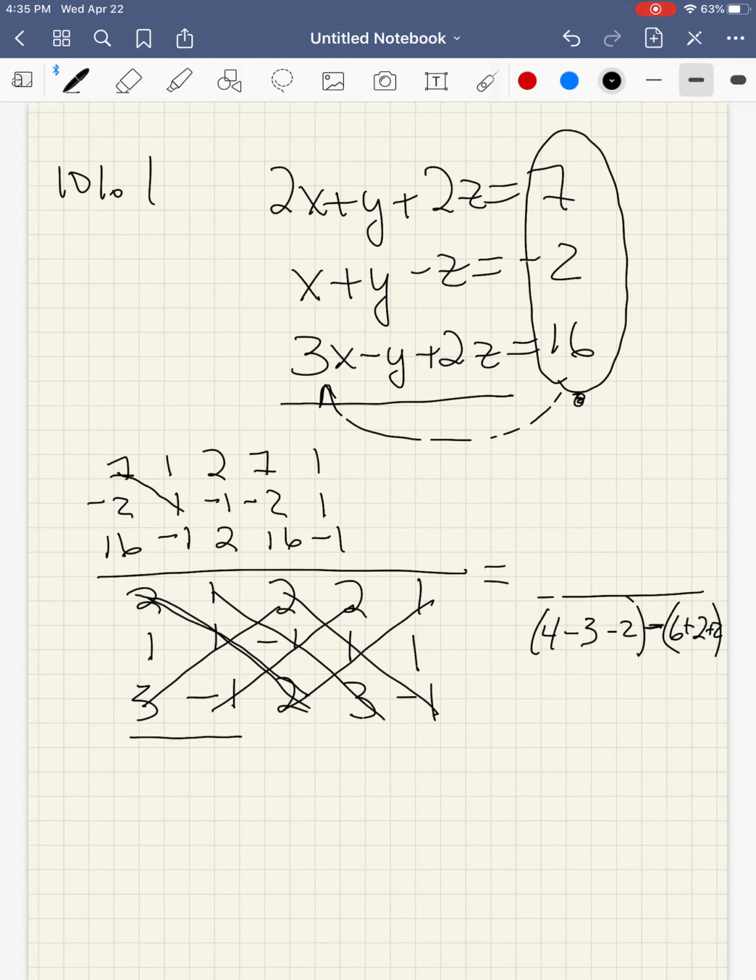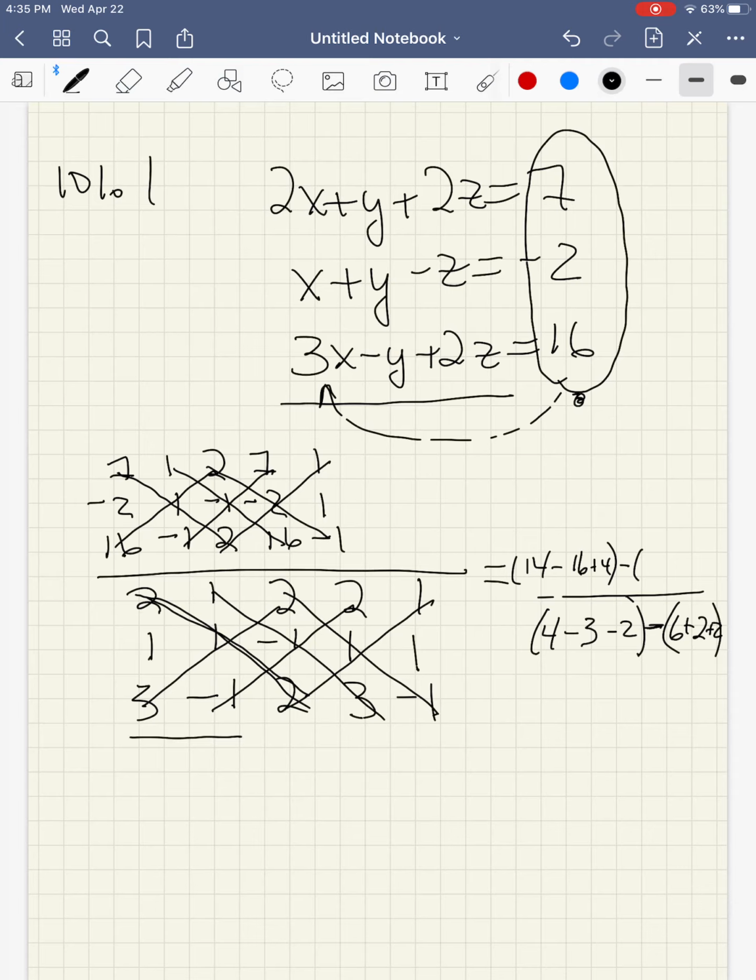All right, so then it's the same process. It's down the hill minus up the hill. Okay. So that will be 7 times 1 times 2 is 14. 1 times negative 1 times 16 would be minus 16. 2 times negative 2 times negative 1 would be plus 4.